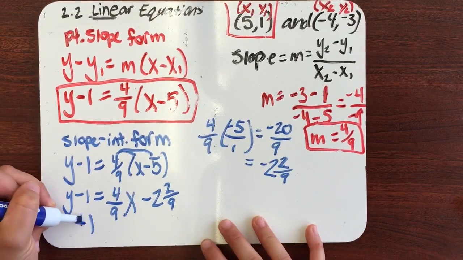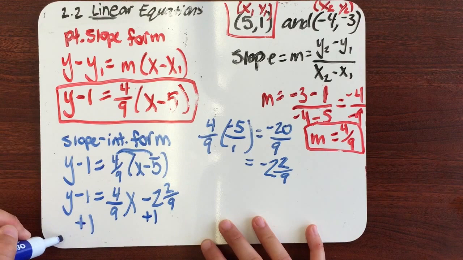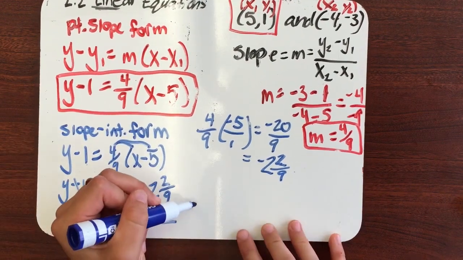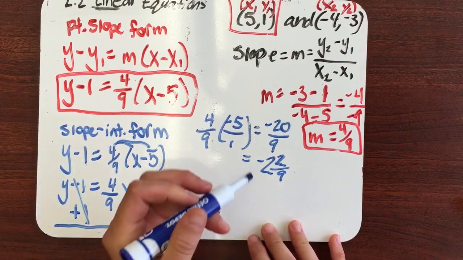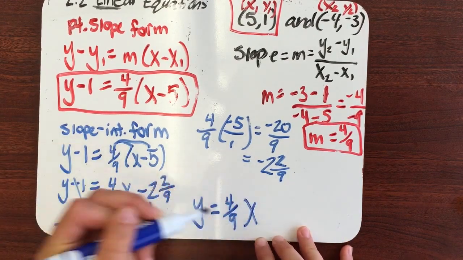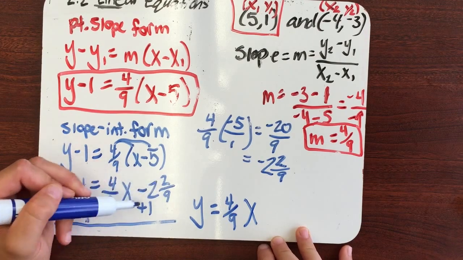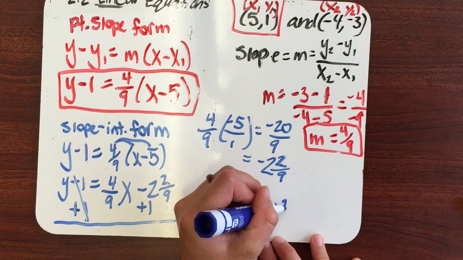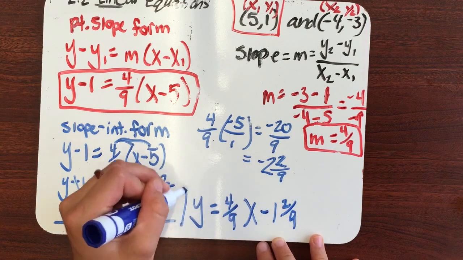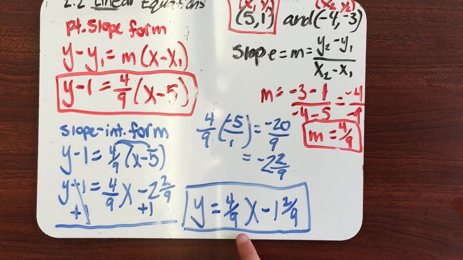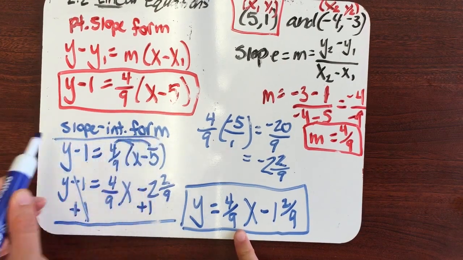Now we're just going to add 1 to both sides to cancel that out. And finally we get y equals 4/9x minus 2 and 2/9, and then you have one more, so it's minus 1 and 2/9. Okay, so then this is going to be in slope intercept form.